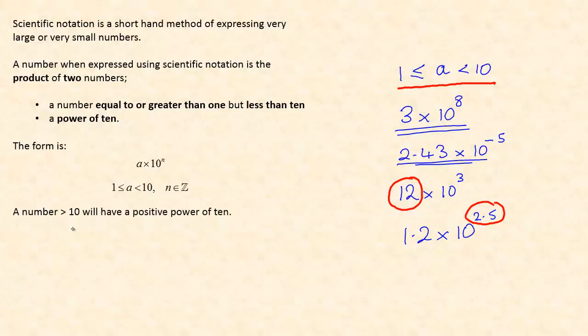Now, any number greater than 10 will have a positive power of 10. For example, if we write 200 in scientific notation, we write it as 2 times 10 squared.